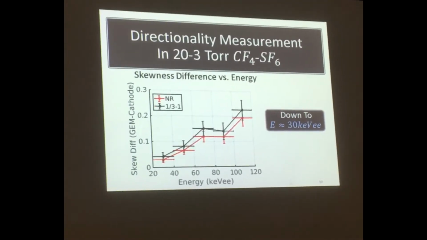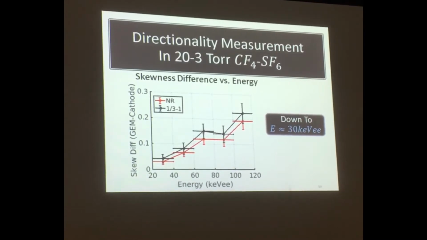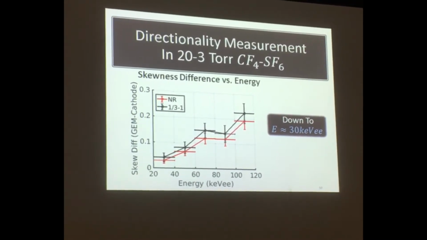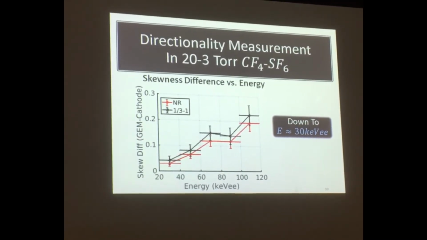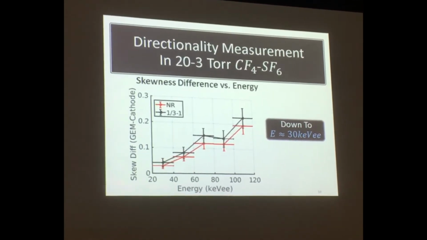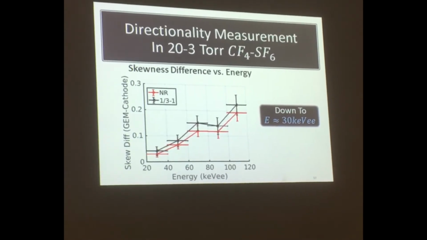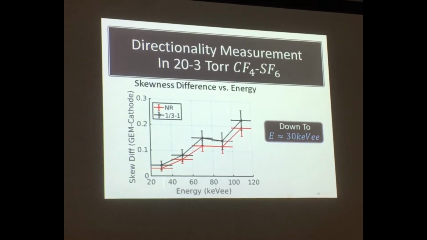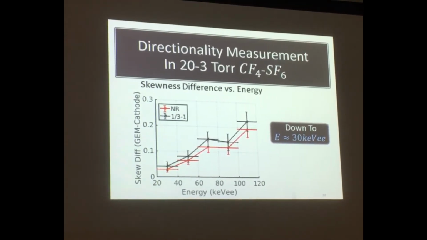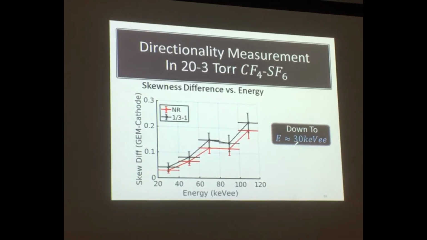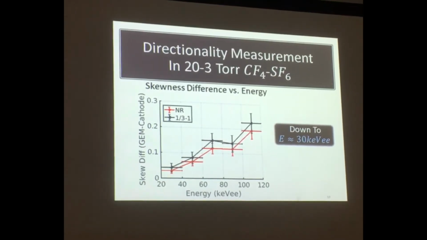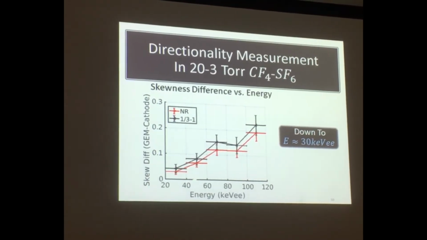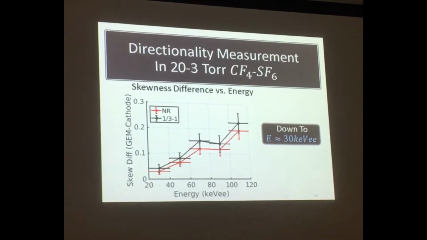Again, the skewness difference versus energy, and you see it's pretty good. You see that as I increase the energy, there's more skewness, more directionality that I measure, and you see that in this lowest energy band, I have a pretty significant measurement, and I get that I have directionality in this lowest band down to 30 kVe.